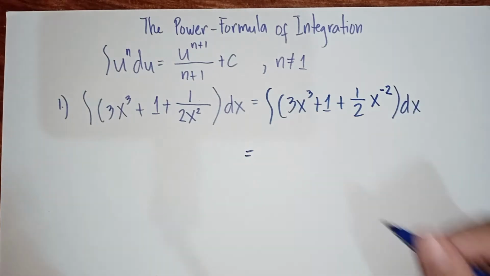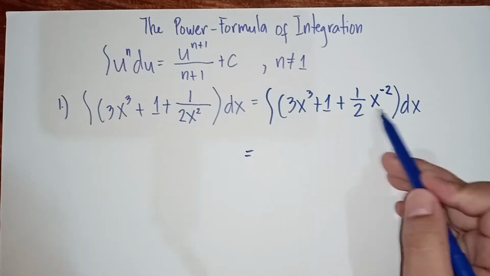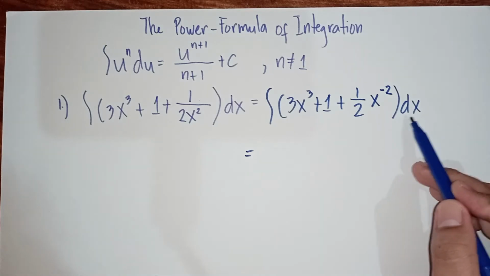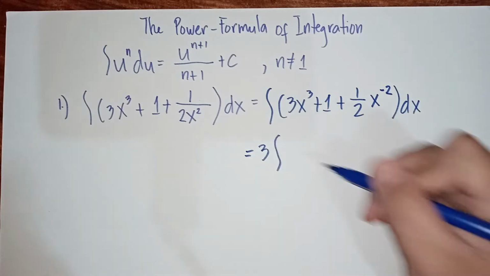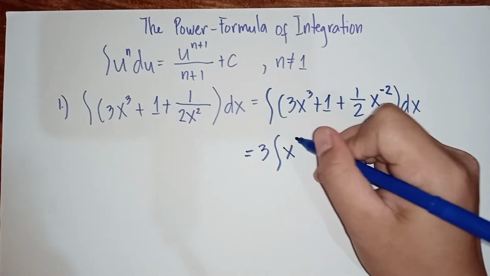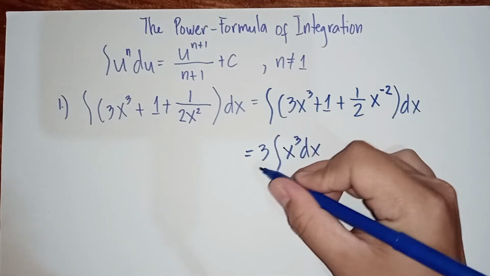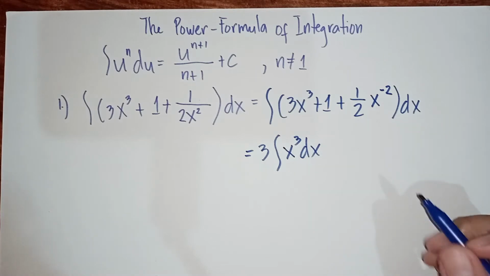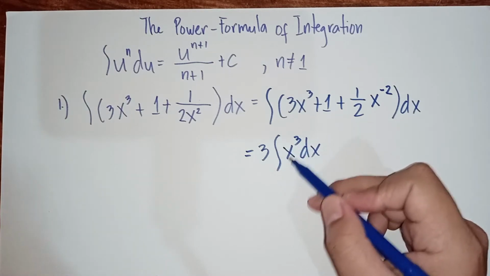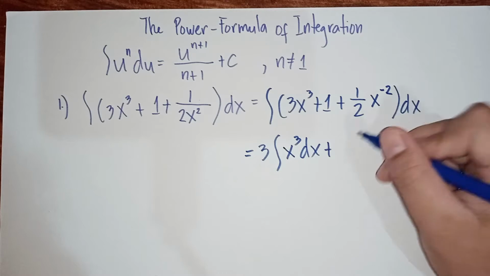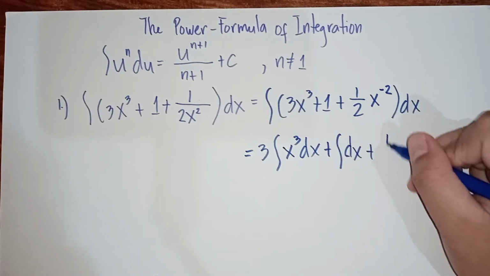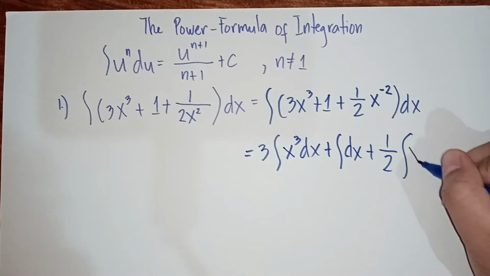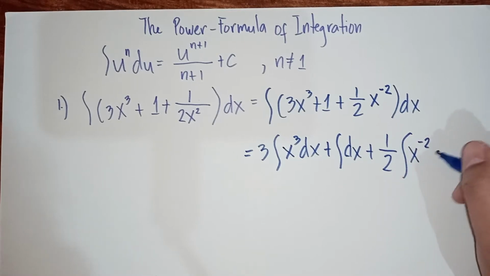Then, we are going to distribute the integral sa ating function at saka yung dx. So, this will become 3 integral of x cubed dx. So, ilabas natin yung constant sa integral. So, we have 3 integral of x cubed dx plus integral of dx plus 1 half integral of x raised to negative 2 dx. Okay?